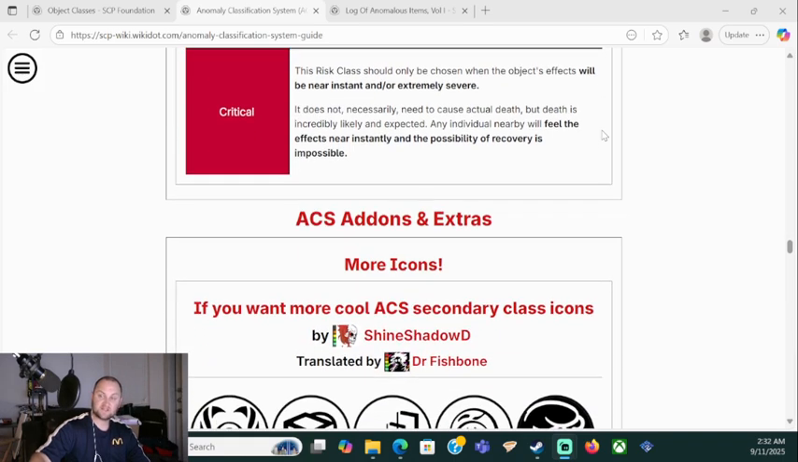Critical. This risk class should only be chosen when the object's effects will be near instant and or extremely severe. It does not necessarily need to cause actual death. Death is incredibly likely and expected. Any individual nearby will feel the effects near instantly, and the possibility of recovery is impossible.